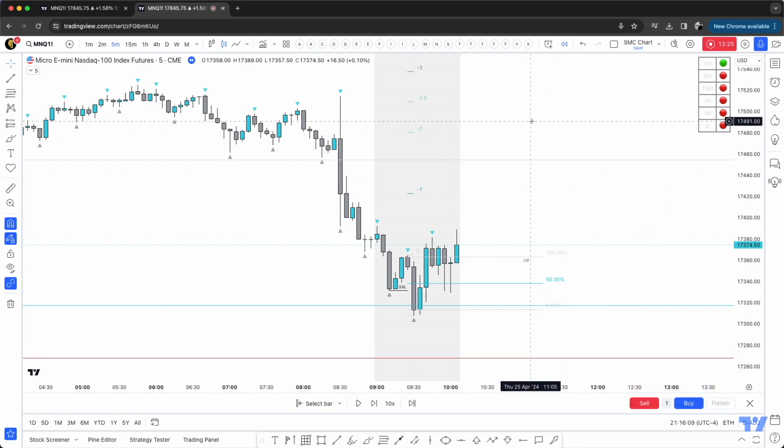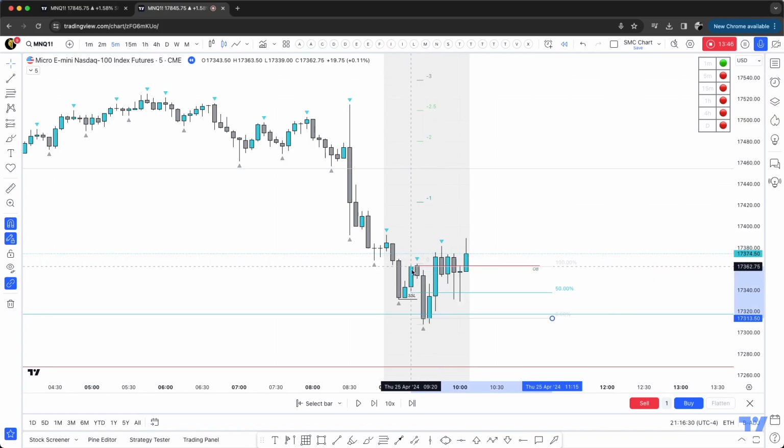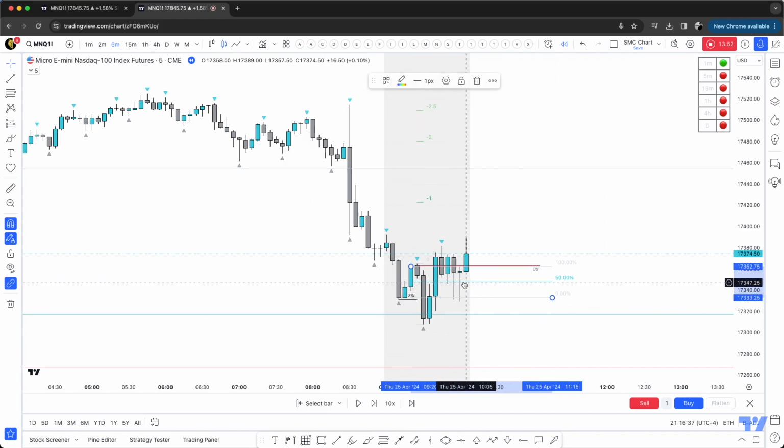Now, what is the consequent encroachment? Again, the mean threshold is the midpoint of an order block or a breaker block. If you also look right here, where is the breaker block? We do have these 2 candles to the upside. This was a bearish order block that got broken with this candle. Once that got broken, I can use my fib from the high to the low of these candles right there, and this is the mean threshold of this breaker block.